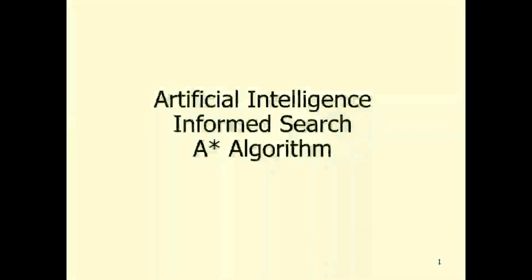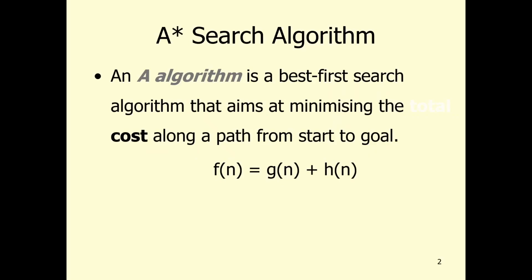Hello, today in the lecture of artificial intelligence, we are going to see about another informed search, that is A star algorithm. So let's get started. A star search algorithm is the most commonly known form of best first search.